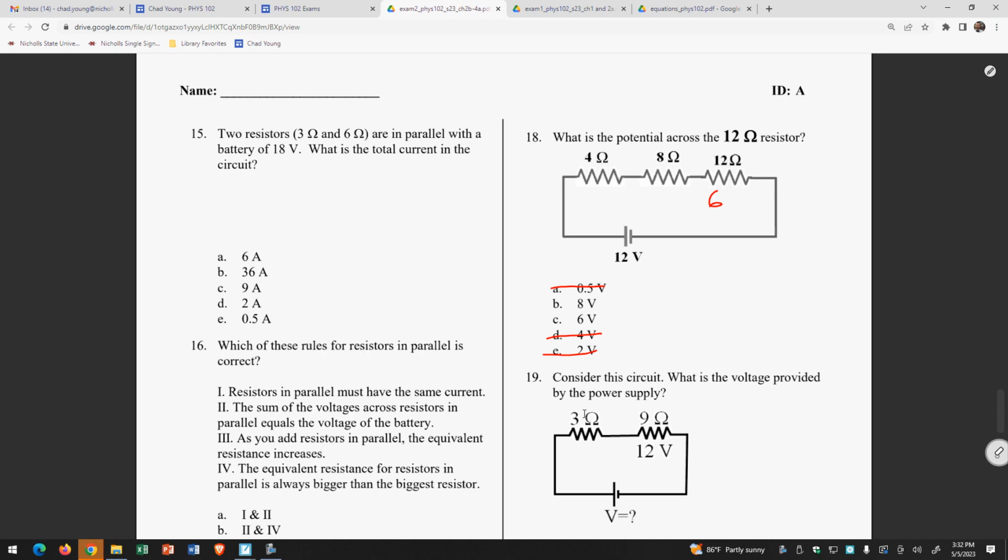That was very clever. She said, well, these two have an equivalent of 12 ohms, so it's really just like I have a 12 ohm and a 12 ohm resistor. So it's 6 and 6. You don't even need the 8. You don't even need the others.